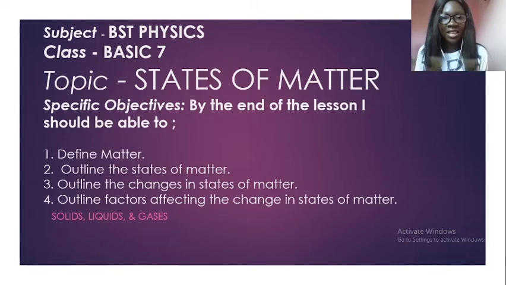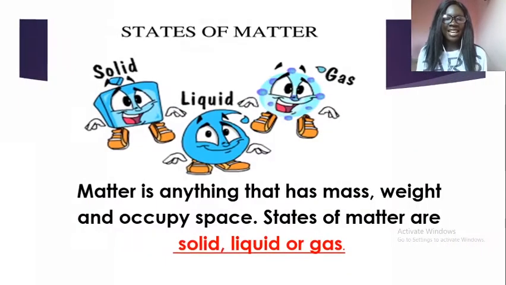What is matter? Look around you. Anything you see is matter, as long as it occupies space in your house, has a mass, and has a definite shape. Matter is anything that has mass, weight, and occupies space. So the phone you're using to watch me right now is matter because it has mass and it's occupying space.